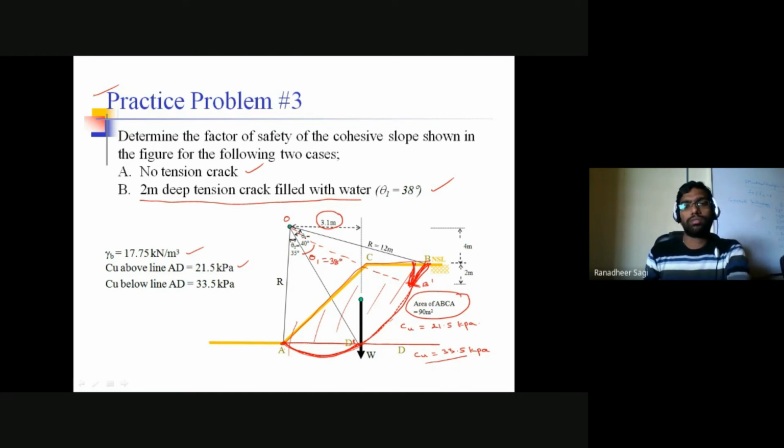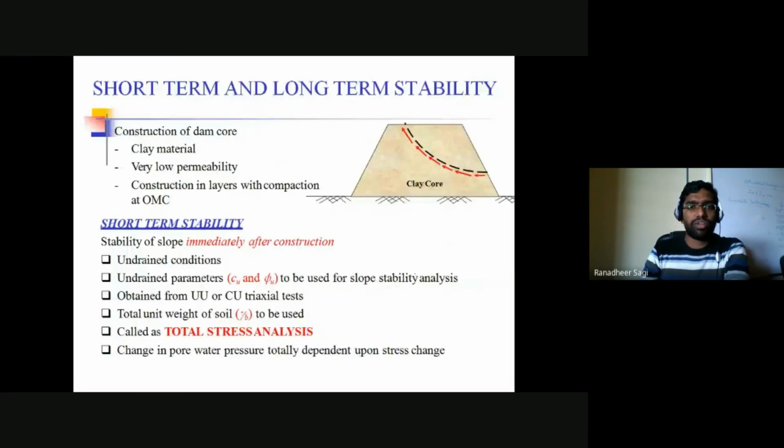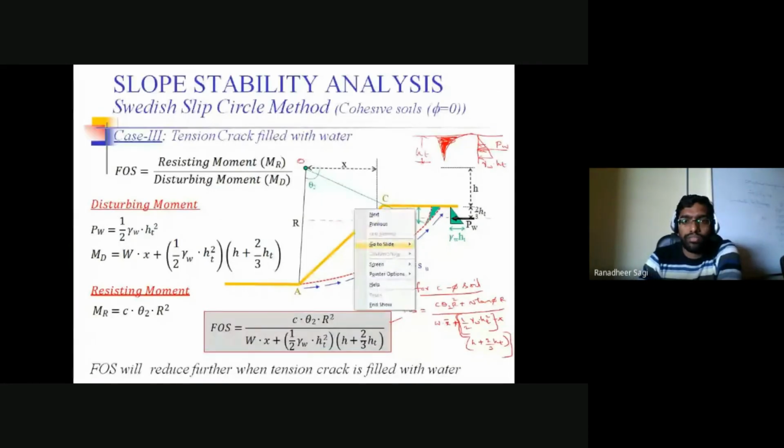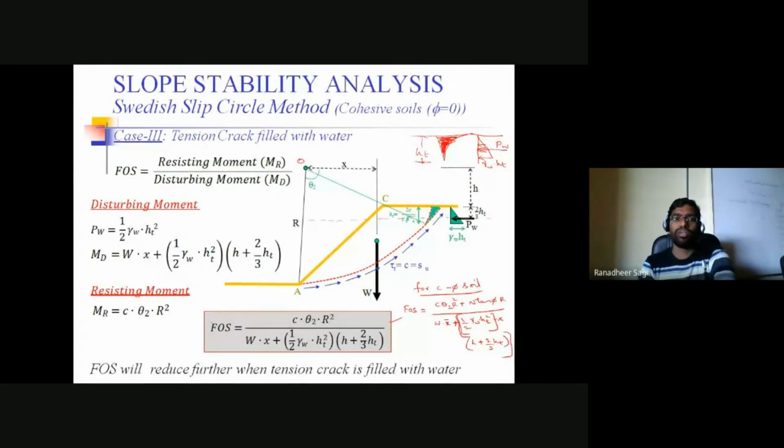Okay, so let's quickly go on to write down the expression. The depth of the tension crack is already given as 2 meters in the problem. Look here: the depth of the tension crack is 2 meters. So let's write down the expression for factor of safety. Please make note of the expression based on which we can find the factor of safety.